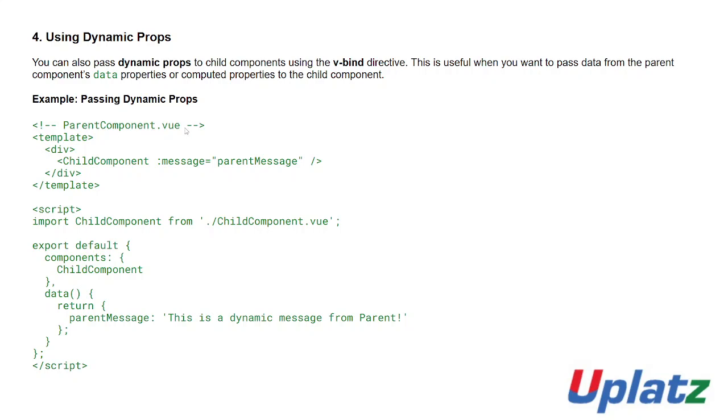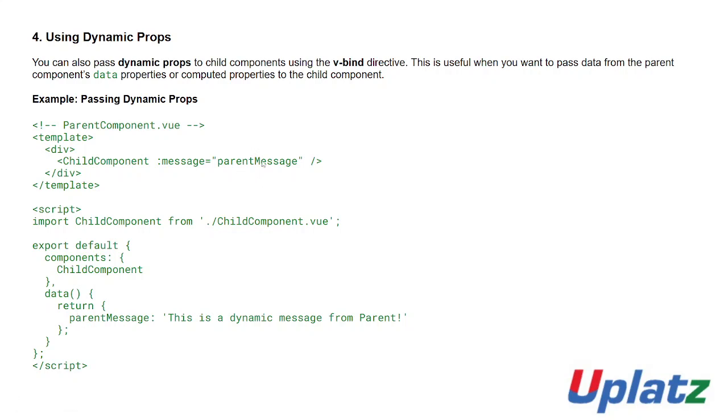Parent component.vue. Template, div, child component, message is equal to, within quotes, parent message. Then the div is closed, template is closed. Script: import child component from ./child-component.vue. Components, child component, the component object is closed, then the data function returns parent message.